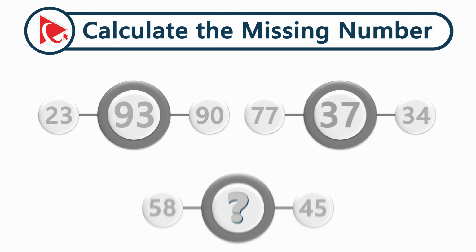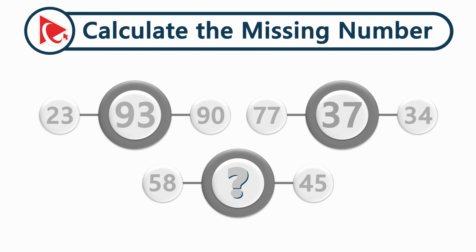You're presented with 3 shapes. Each shape has 3 circles connected with a line, and each circle has a number inside. The first shape has numbers 23, 93, and 90. The second shape has numbers 77, 37, and 34. And the last, third shape has numbers 58 and 45, and the number in the middle is missing.